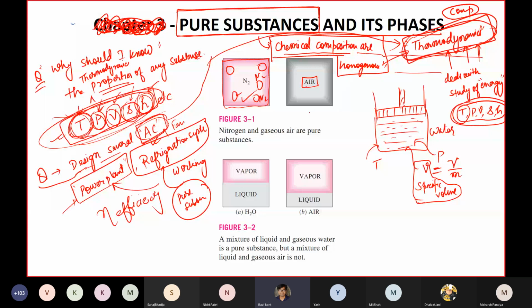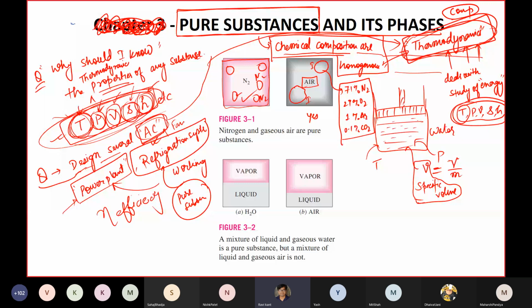I'll say yes. Why? If you take this region and do a chemical analysis, you will see that you have, let's suppose, 71% nitrogen, 21% maybe oxygen, maybe 1% argon, 0.1% carbon dioxide, and so on. So it has a fixed chemical composition. I'll take the same amount of air from this region. Let's suppose this is region 1, this is region 2. I'll see that I find the same composition here also.